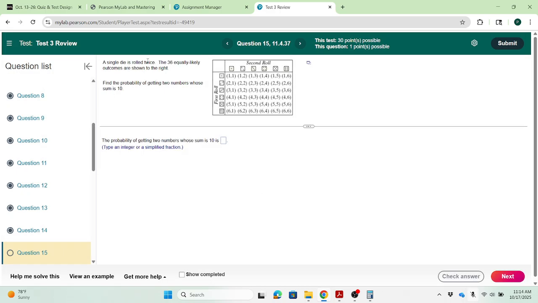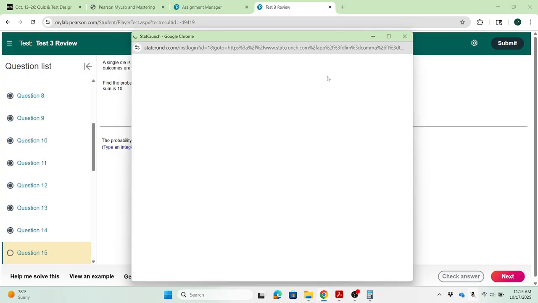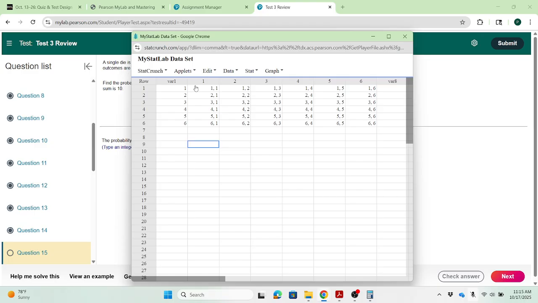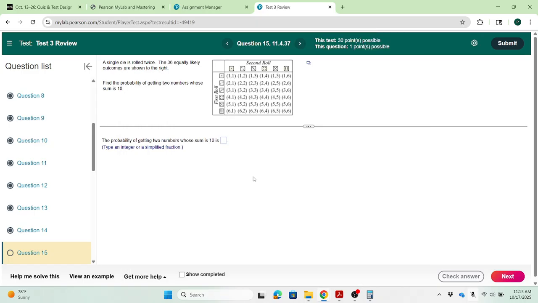A single die is rolled twice. Whenever you do that, if there are 6 sides, then there are 36 different ways you can roll a die twice. And if I open this, you can see that these are the options. Either you have 1 1 or 1 2 or 1 3 or 1 4, and keep going like that. There are 6 rows and 6 columns for the outcomes, so altogether there are 36 different outcomes. If you roll a die twice, you are looking for the probability of getting 2 numbers whose sum is 10.